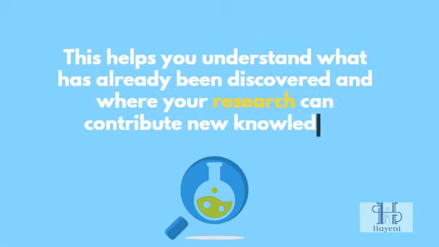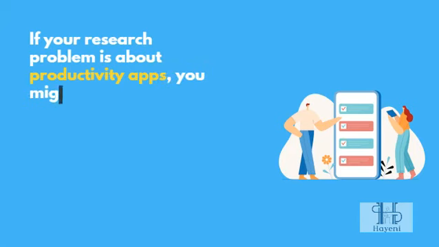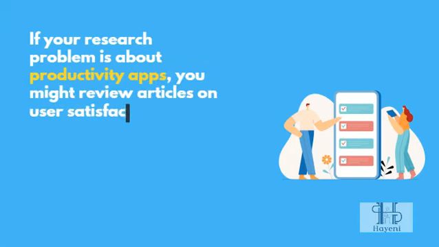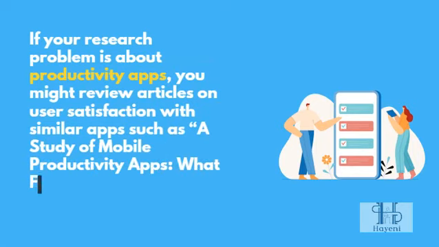Example: if your research problem is about productivity apps, you might review articles on user satisfaction with similar apps, such as a study of mobile productivity apps. What features do users value?